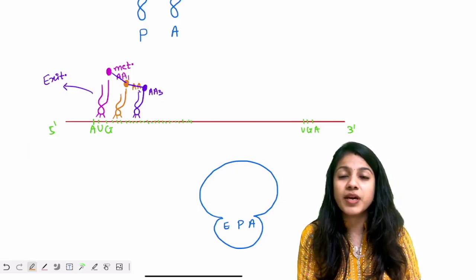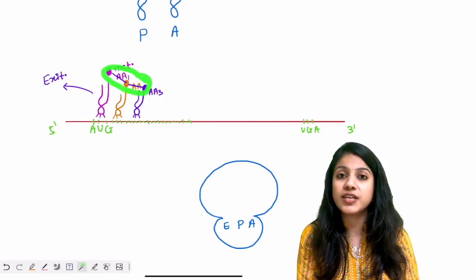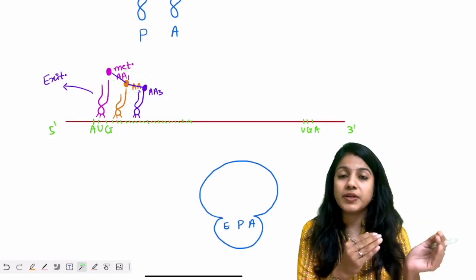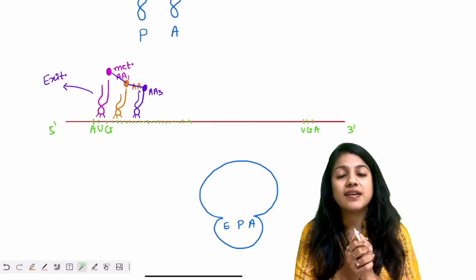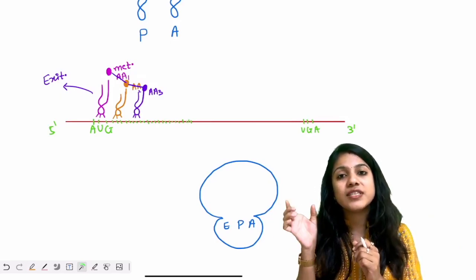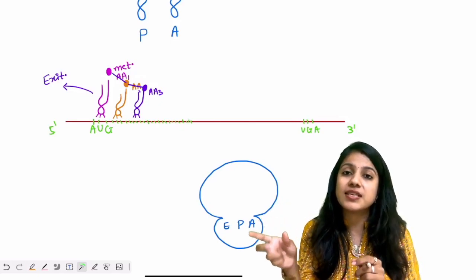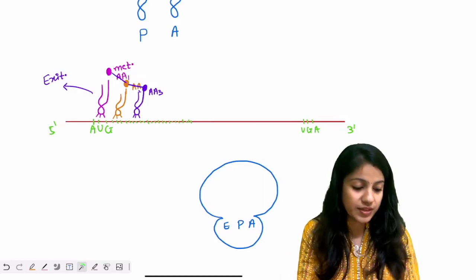Correct? How many amino acids now do we have? We have a 3 amino acid chain. That means every time the new tRNA which is coming is getting the amino acids which are already present. So all the previously present amino acids are added onto the newly coming tRNA, right?